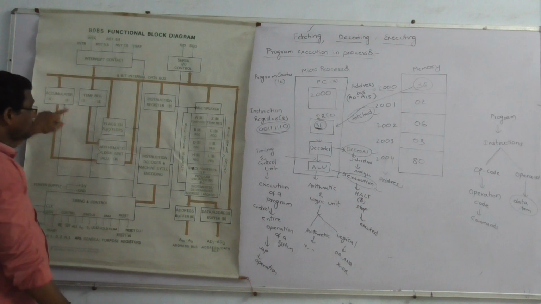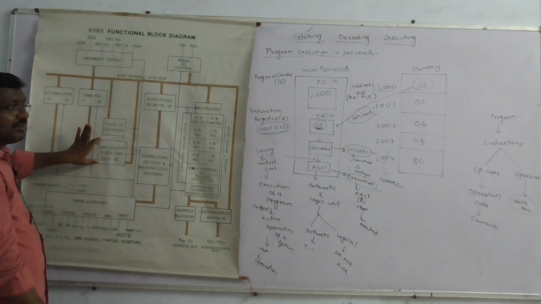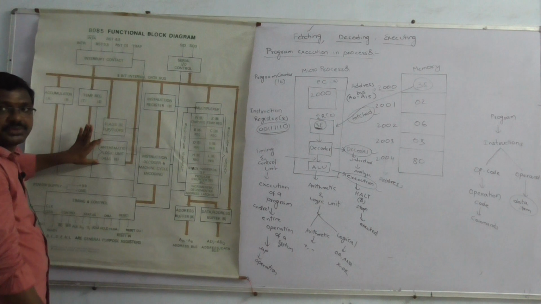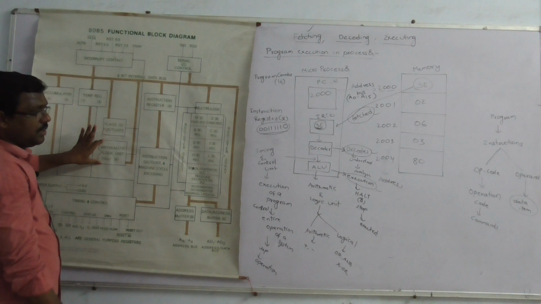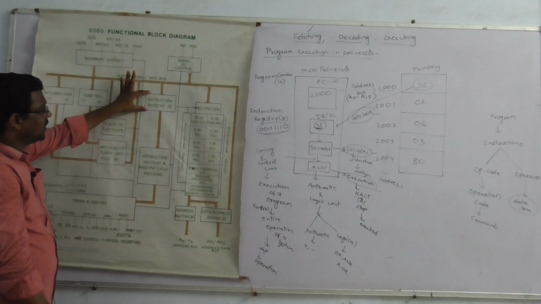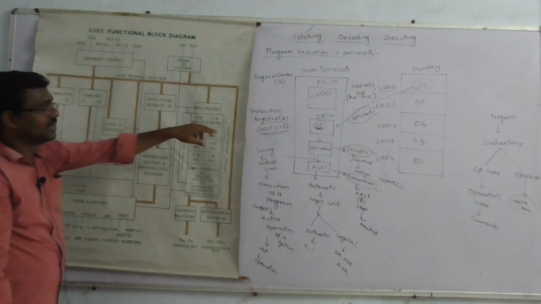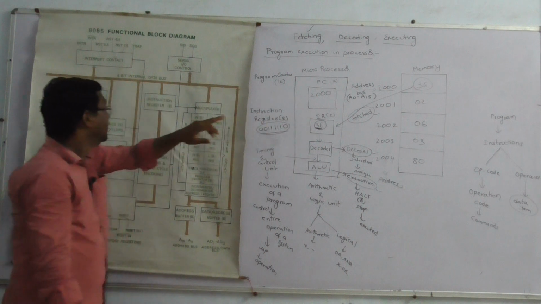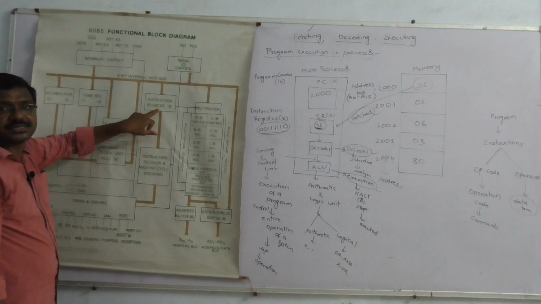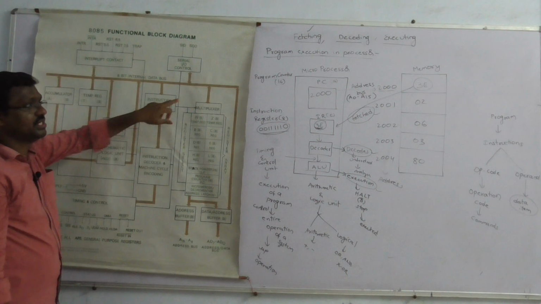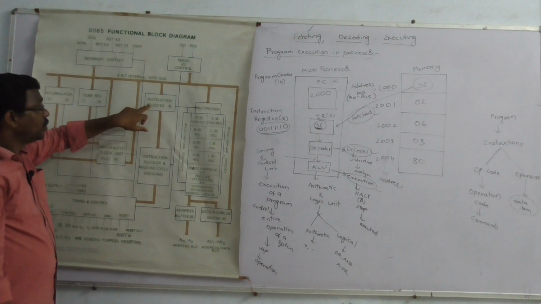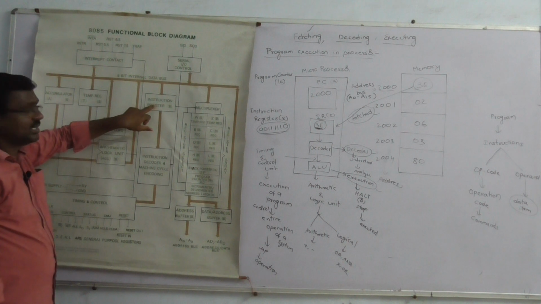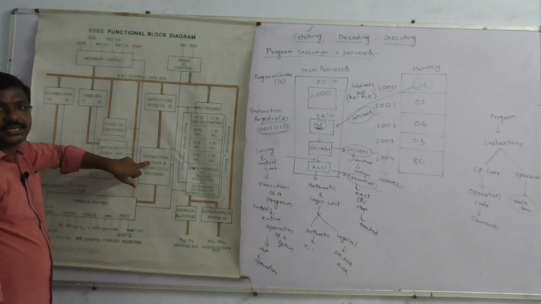Next we discuss the arithmetic logical unit, the ALU. It can perform the arithmetic and logical operations. Next we see the instruction register. IR means instruction register. The instruction register is an 8-bit register. When an instruction is fetched from the memory, it is stored in the instruction register, and then we go to the instruction decoder.